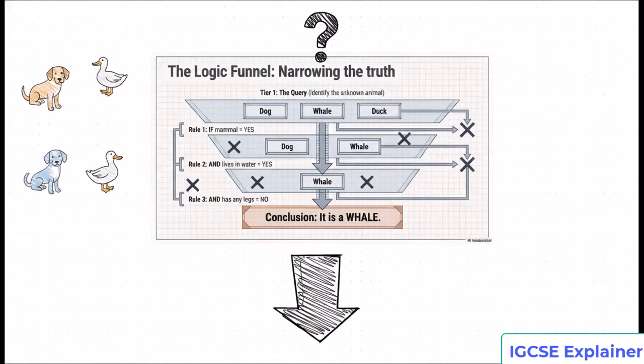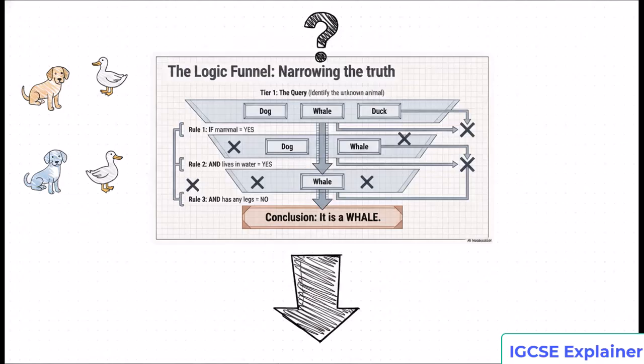So the absolutely crucial takeaway here is that the machine doesn't actually think at all. It simply passes your queries through a funnel of these if-then rules. Let's say your query is to identify an unknown animal. The system runs Rule 1, if mammal equals yes. Boom, the duck is instantly eliminated.